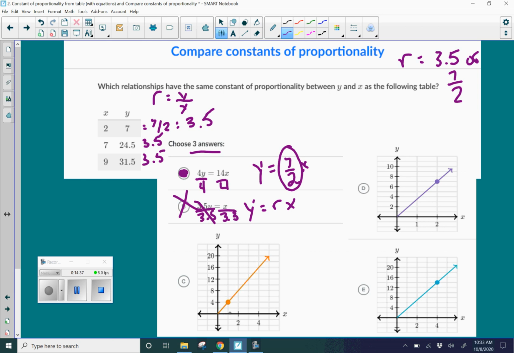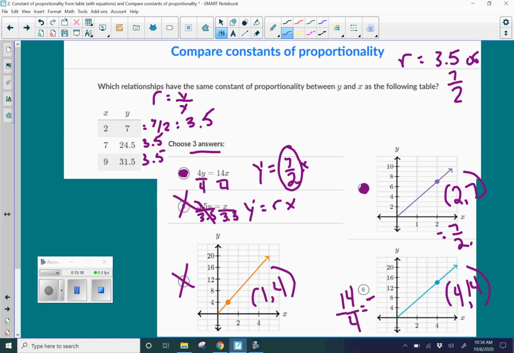The next one, the coordinate given is 1, 4. So if I did y over x, that would be 4 divided by 1, which is 4, so that one is incorrect. The next coordinate, we have 2, 7, which if I do y divided by x, that would be 7/2, which is correct. And then the last one we've got 4, comma 14. So again, y over x would be 14 over 4, which if I simplify that gives us 7 over 2. So E is also correct. So in this case, the correct answers were A, D, and E.